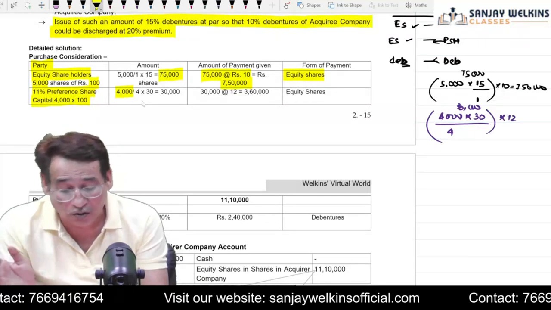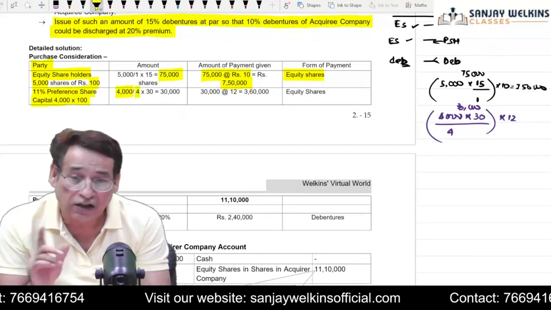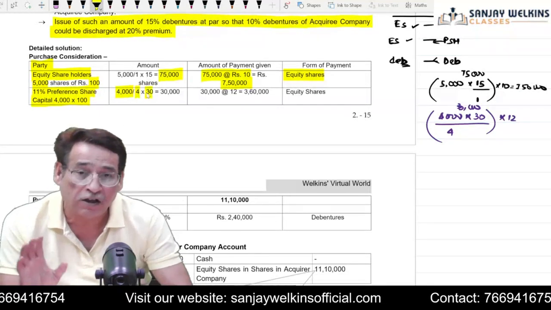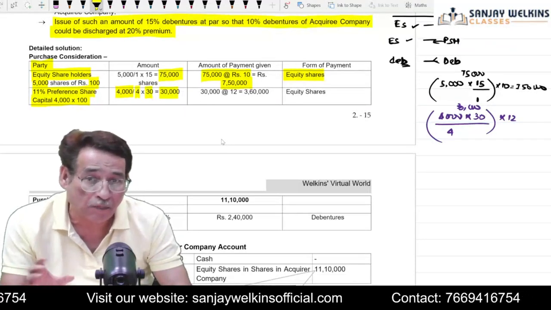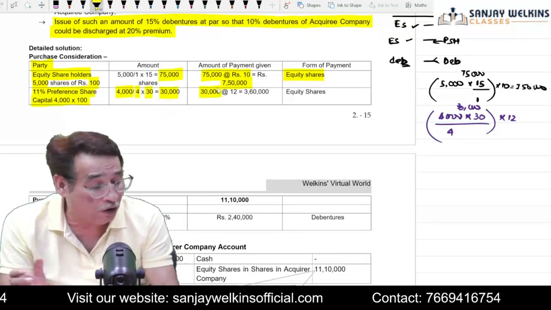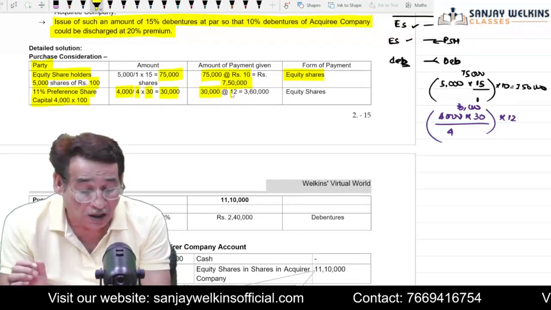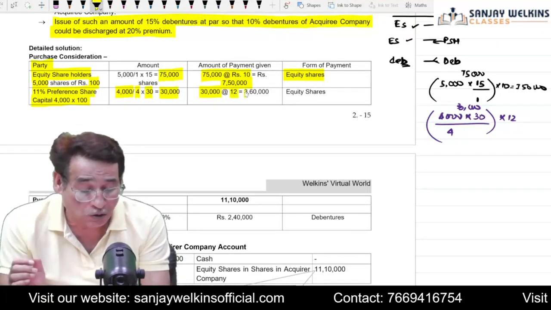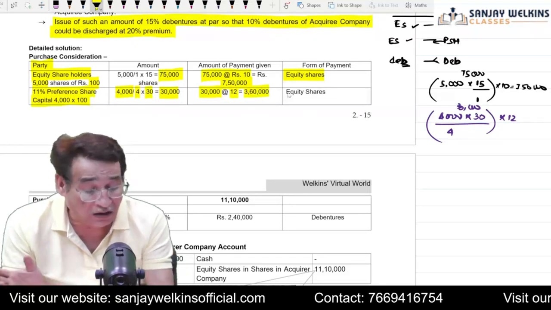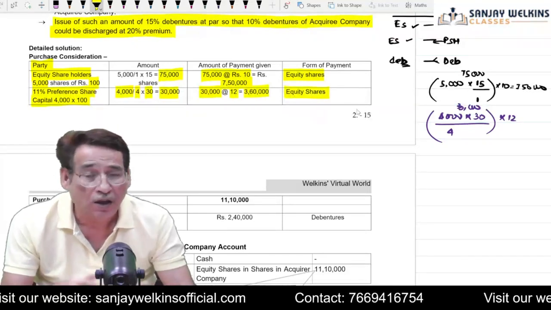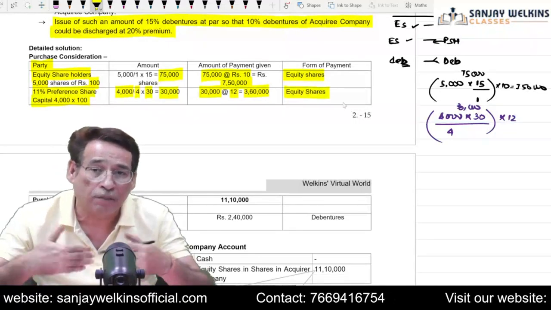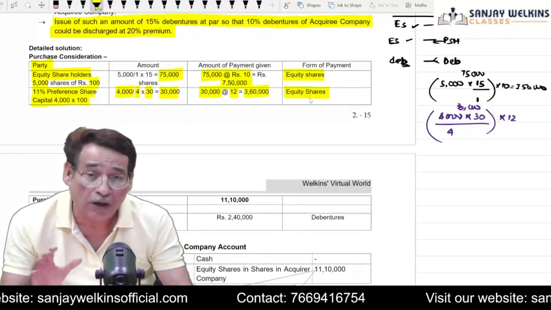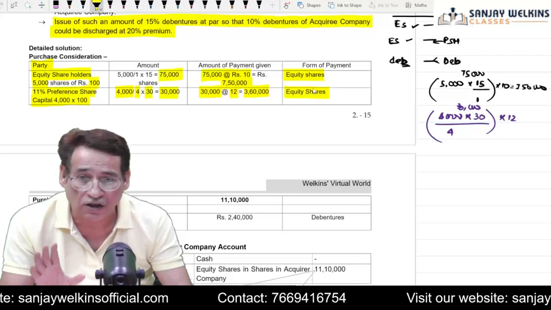So you need to understand here, 4,000 shares divided by 4 multiplied by 30. That will tell you how many shares the purchasing company will issue to the preference shareholder. So we have already computed 30,000 shares. This time the issue rate is 12, so the total will be 360. Again, the form of payment is equity shares. Even to the preference shareholders of the acquiring entity, the purchasing company is making a payment by way of equity shares. Is it clear to you?